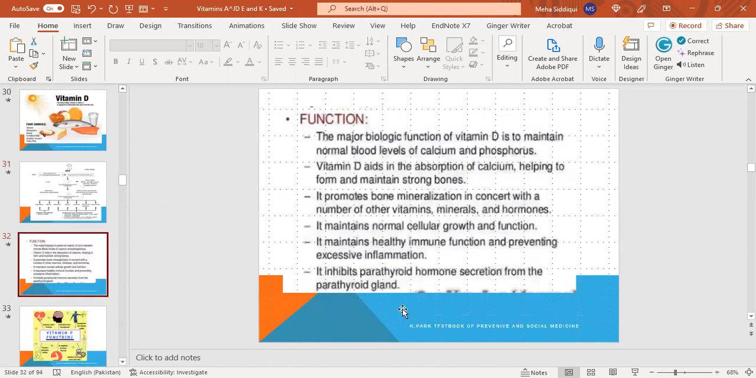Function. The major biological function of vitamin D is to maintain normal blood levels of calcium and phosphorus. Vitamin D aids in the absorption of calcium, helping to form and maintain strong bones. It promotes bone mineralization, concerned with a number of other vitamins, minerals, and hormones. It maintains normal cellular growth and function. It maintains healthy immune function and prevents excessive inflammation. It inhibits parathyroid hormone secretion from the parathyroid gland.